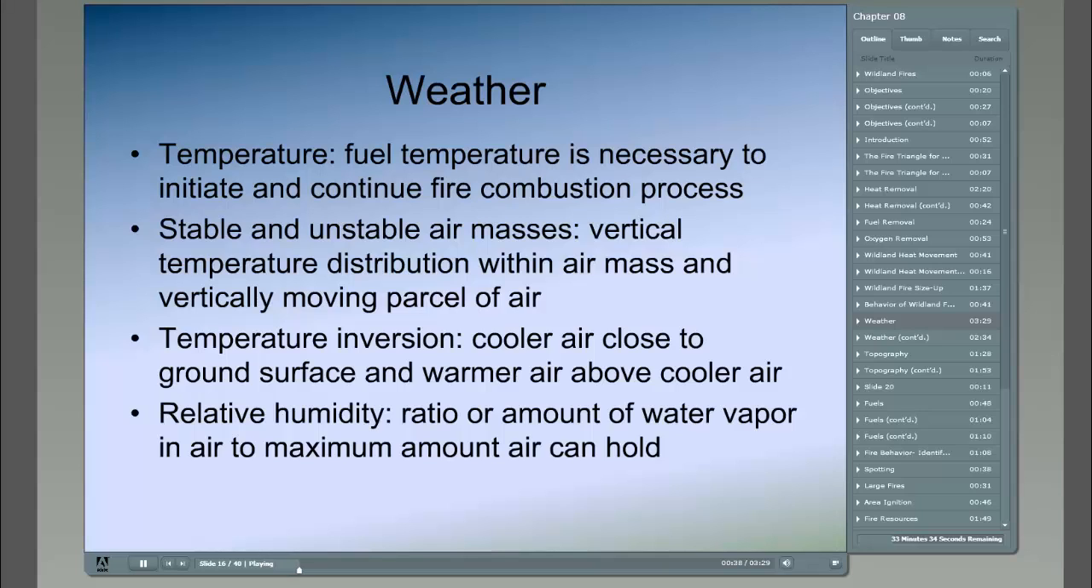However, the time required to bring wood to this ignition temperature will vary with the amount of moisture in the fuel, as the heat must drive the water out of the fuel in order to bring it to this ignition temperature. The relationship between the vertical temperature distribution within an air mass and a vertically moving parcel of air is termed air stability and instability.